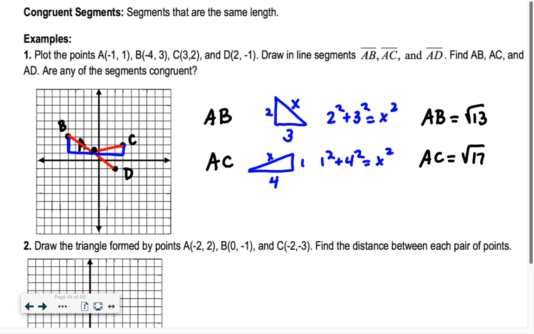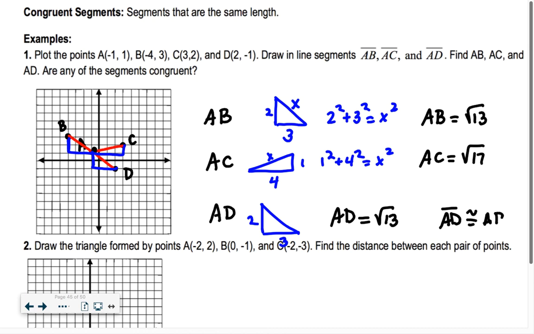And then the last one is AD. So we're going down and over. That's also down 2, over 3. So what should it be? Didn't we just do one like that? Yeah, square root of 13. So that means that AD is congruent to AB. They're the same.